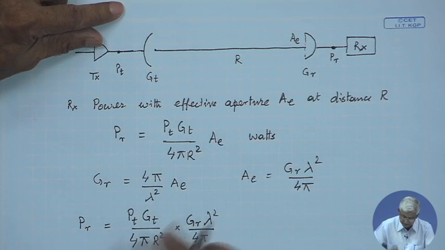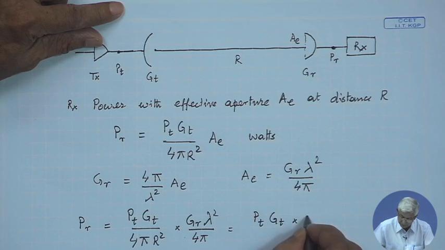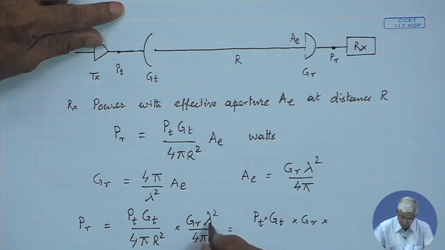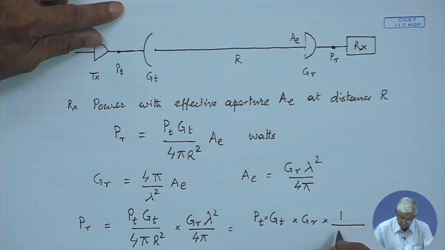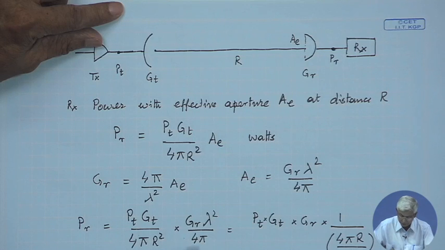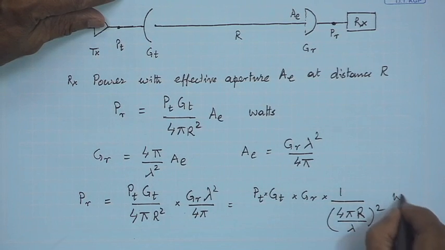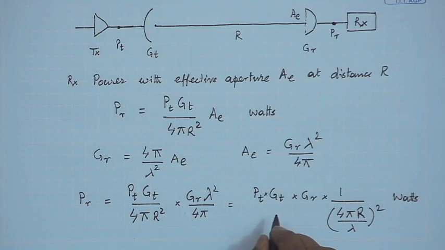This expression can be rewritten by readjusting, that is PT into GT into GR into, I adjust now and make it 1 by 4 pi r by lambda whole square. Two 4 pi's are there. So, 4 pi square and r square is there, lambda square. So, 4 pi r by lambda whole square. Now, this is in watts. Remember, all these numbers are in ratios, not in dB right now.